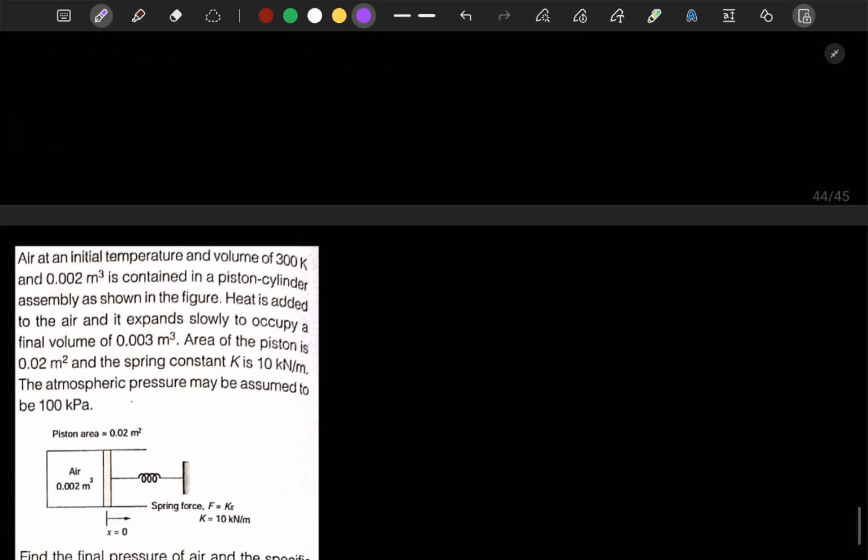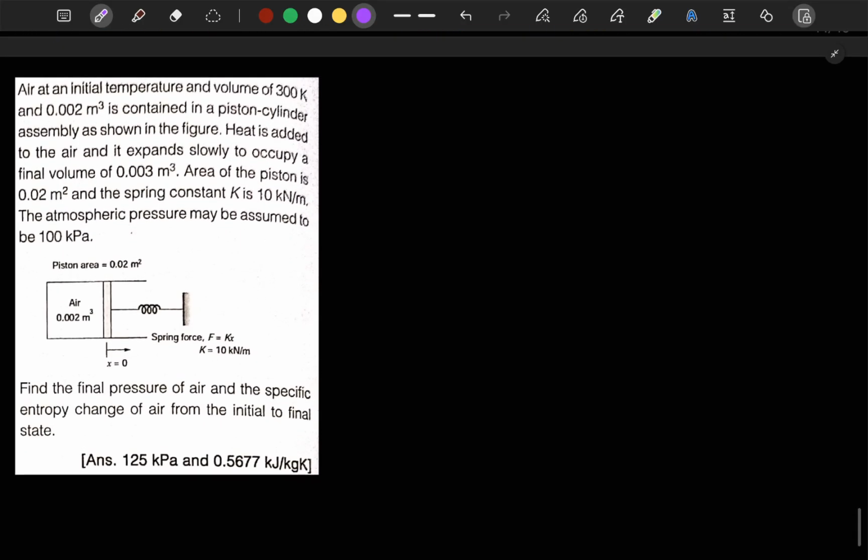Next, moving to the next question. The next question is: air at an inlet temperature and volume of 300 Kelvin and 0.02 meter cube is contained in a piston cylinder assembly as shown in the figure.